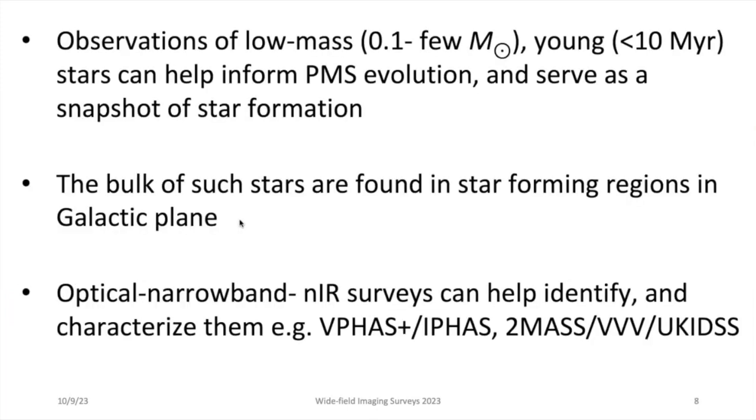So to summarize here, if you capture observations of young low-mass stars, you can understand pre-main sequence evolution and star formation, and the bulk of such stars are accessible to currently available surveys in the optical narrowband or near infrared. And the first step I'm going to talk about is identifying them.